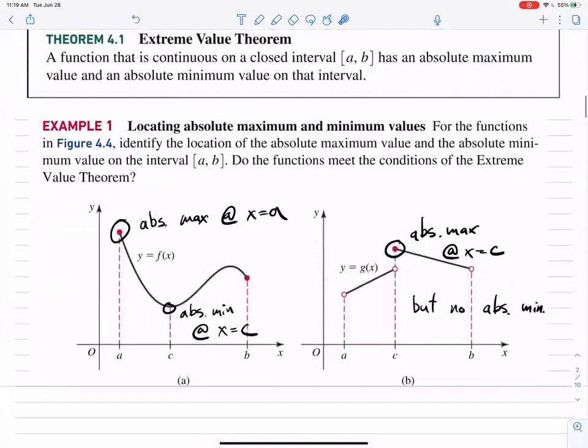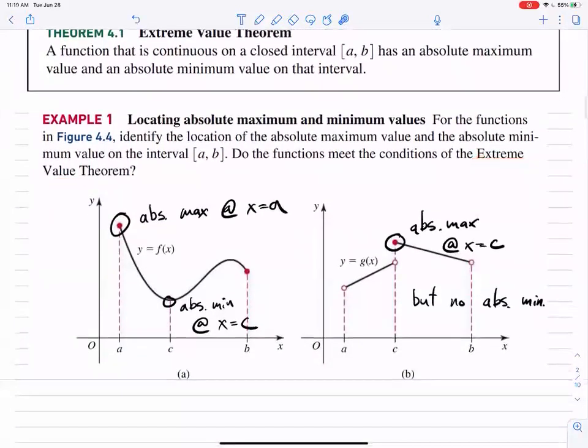And so here is a function. Identify the location of the absolute max and absolute min. And then if it doesn't have them, why does it not meet the extreme value theorem? So this one's pretty easy to do. It's a nice continuous function. It's even differentiable. There are no hard points on it. The absolute max, this is the highest value. There is no value higher than that. And so x equals a is our absolute max.